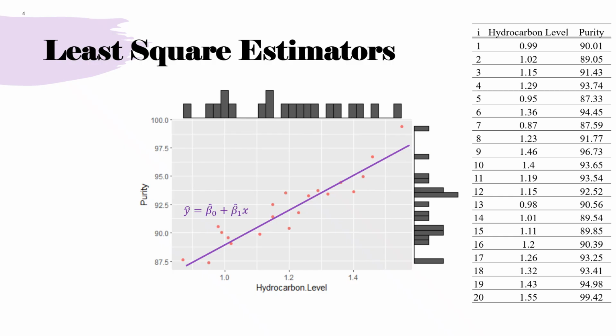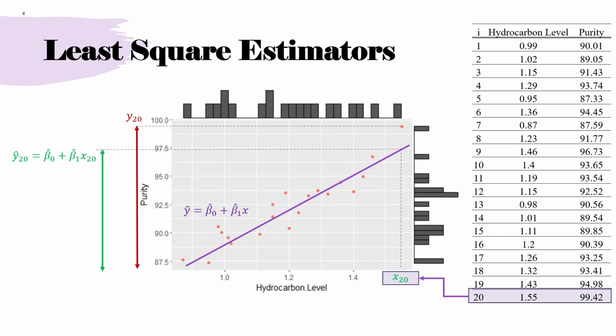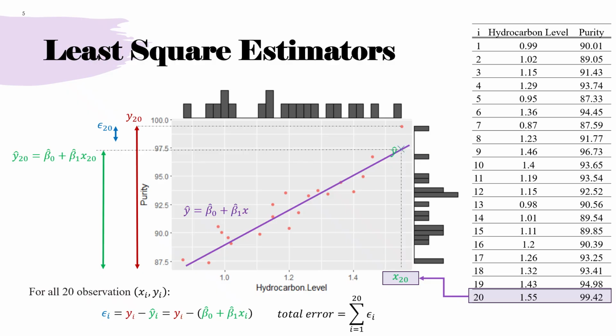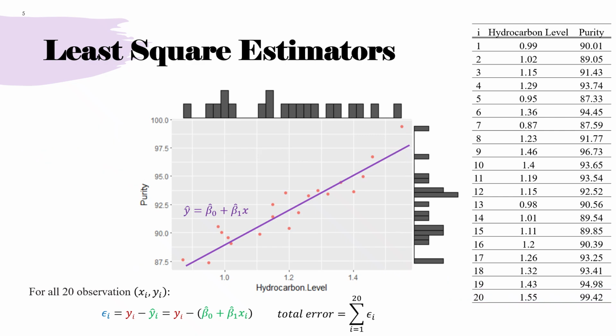Using this fitted line, we can find the expected oxygen purity for all 20 observations based on the existing levels of hydrocarbon. So, for each observed hydrocarbon level, we have an observed oxygen purity reported by the chemist, the red dots, and an estimated oxygen purity reported by our fitted line, the purple line. For each observation i, we can measure the error, epsilon_i, as the difference between the observed and estimated oxygen purity.